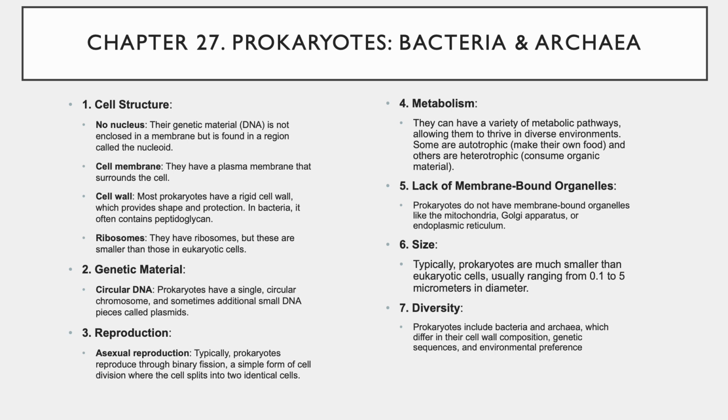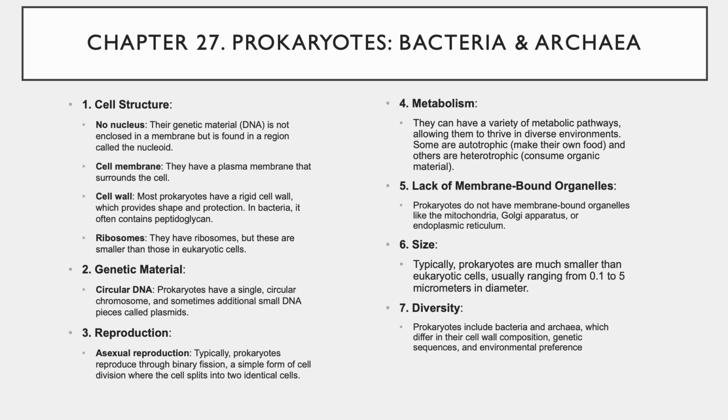They all have a cell membrane and a cell wall, but the composition of the cell wall will differ among each of these varieties. So I want you to go back to your notes on what constitutes gram-positive, gram-negative in terms of their peptidoglycan composition and what that means for antibiotic resistance. They do have ribosomes, but they're much smaller than those found in eukaryotic cells.